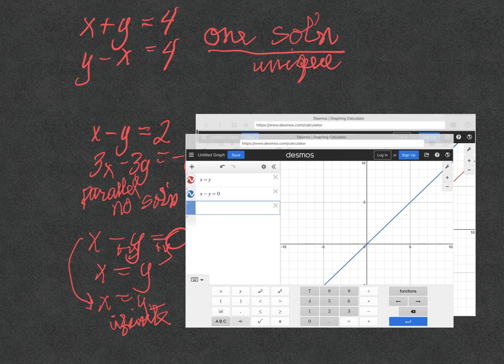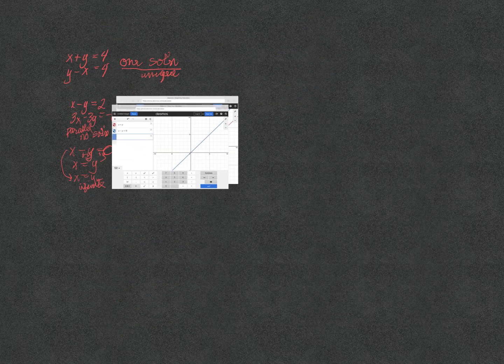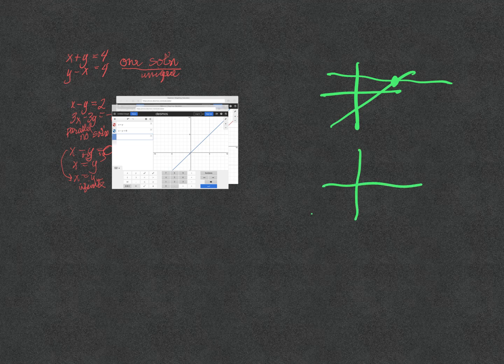So the situations are this, and let me shrink that up, and let's review those situations. The situations are you have a graph where two lines intersect in one point, okay? The second situation is where two lines are parallel. And the third situation is where you just have one line. It turns out the two equations are exactly the same equation in disguise.